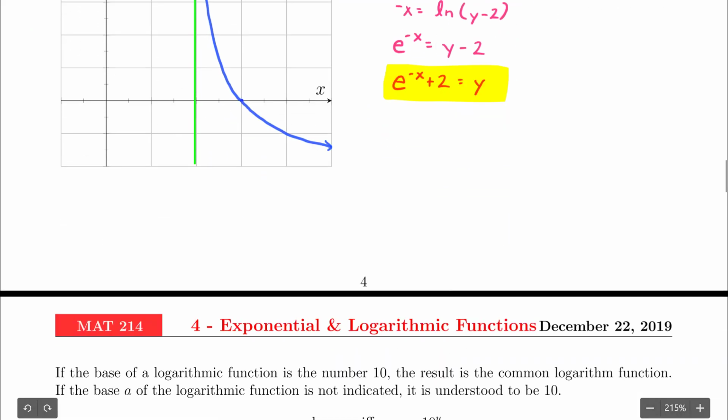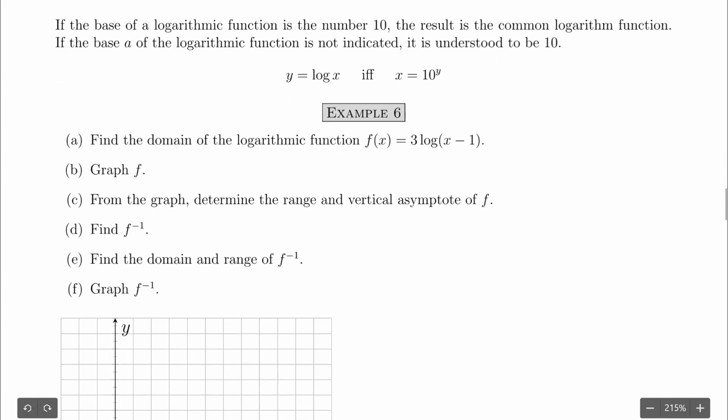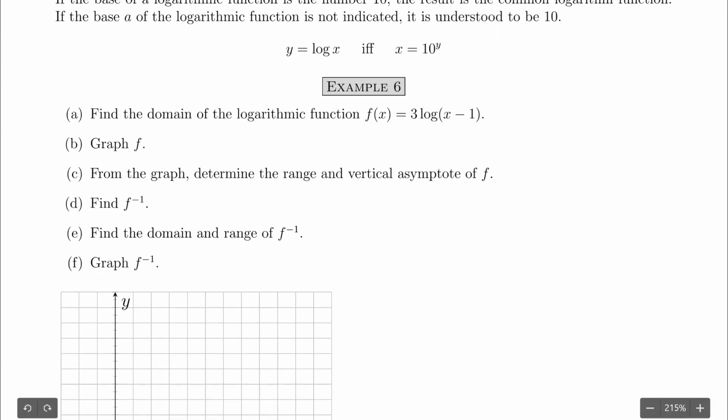All right, keep on moving. And so example 6 is going to be similar to example 5. First, we want to find the domain. So again, to find the domain, we just take x minus 1 is greater than 0. So that gives us x is greater than 1. So our domain is all x, such that x is greater than 1.